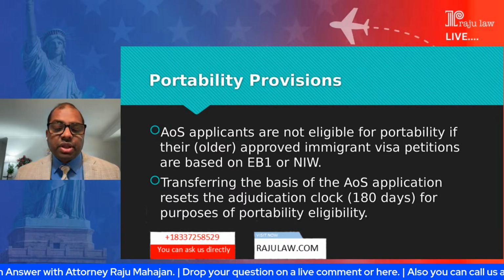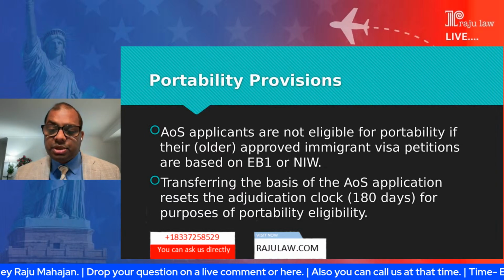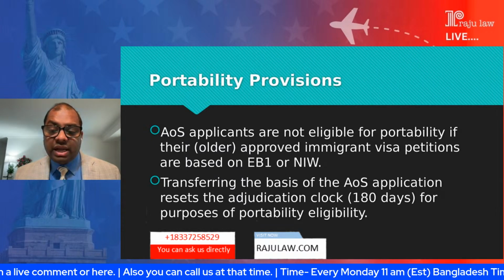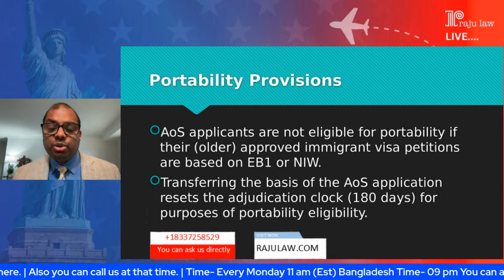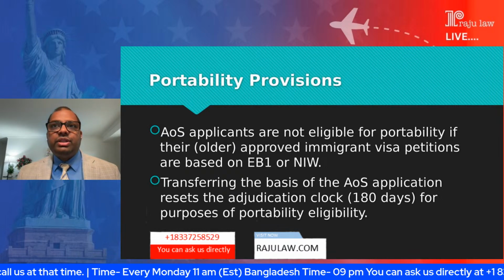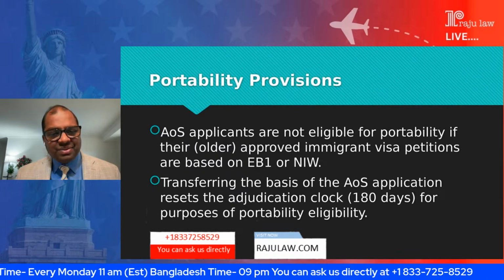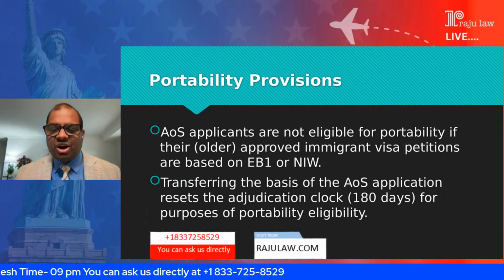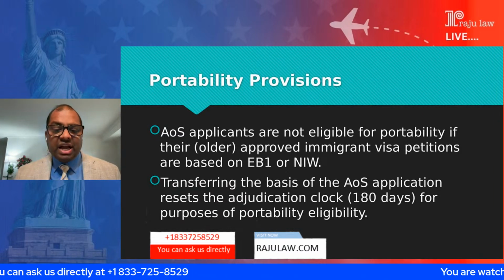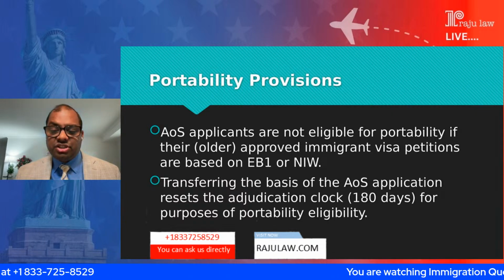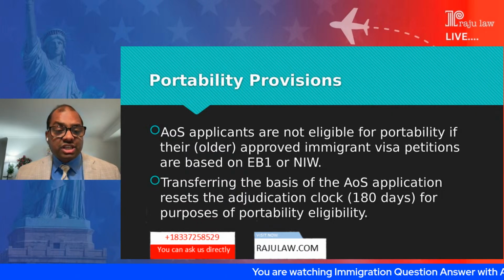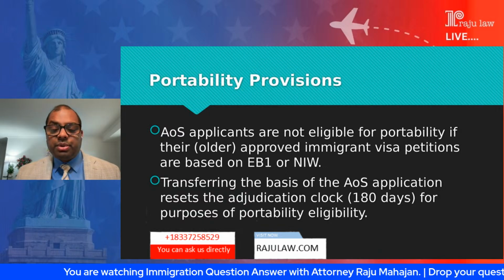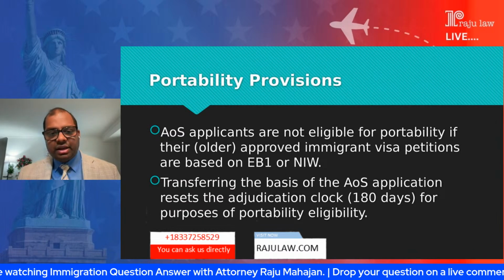The second provision is that transferring the basis of the adjustment of status application resets the adjudication clock, 180 days, for purposes of portability eligibility. I'm not going into that detail of the 180 days calculation here. That's a whole topic for a whole video that will take a long time. Just remember that transferring the basis resets the adjudication clock, meaning 180 days, for purposes of portability eligibility.